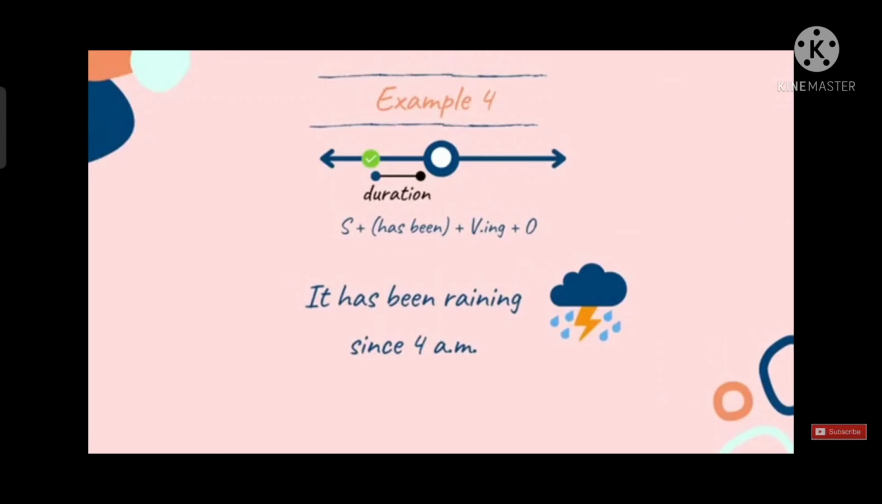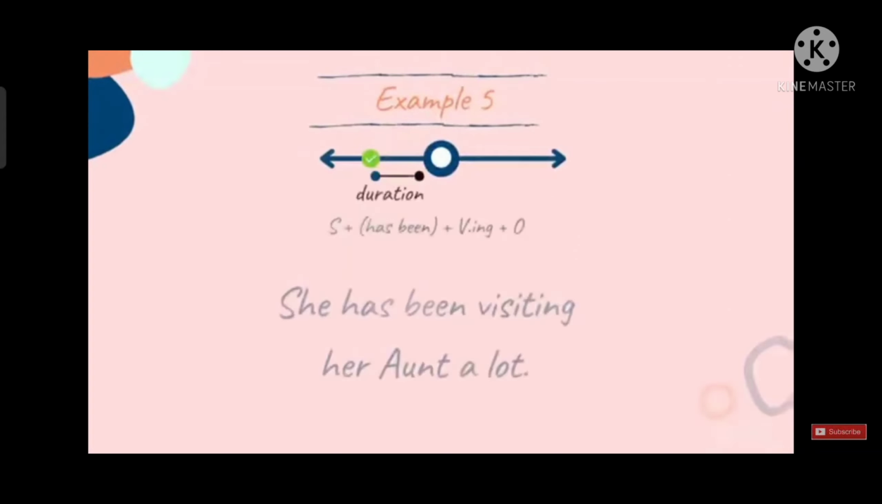It has been raining since 4 am. Here, the activity of rain started in the past and is ongoing. The duration of this activity is since 4 am. So, present perfect continuous tense is used here. Let's look into one more example.